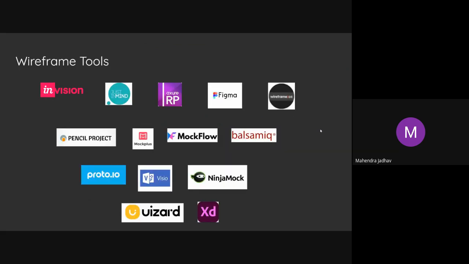These are the wireframing tools: InVision, Justinmind, Axure RP, Figma. Lots of them are paid and very few are free tools. But if we are using free tools, there is limited access to collaborative teamwork. So we need to decide whether we want to go with the free or paid version.